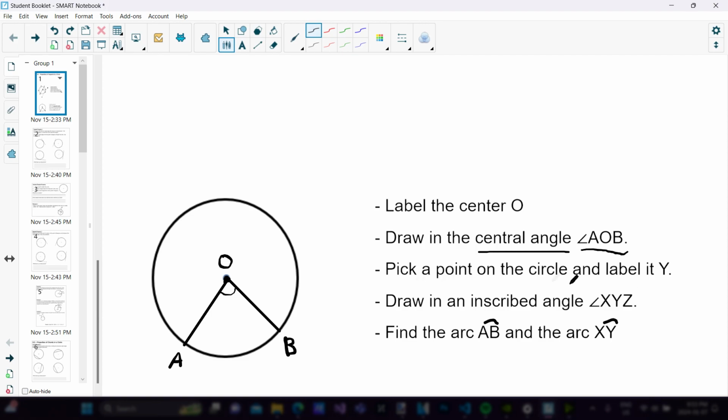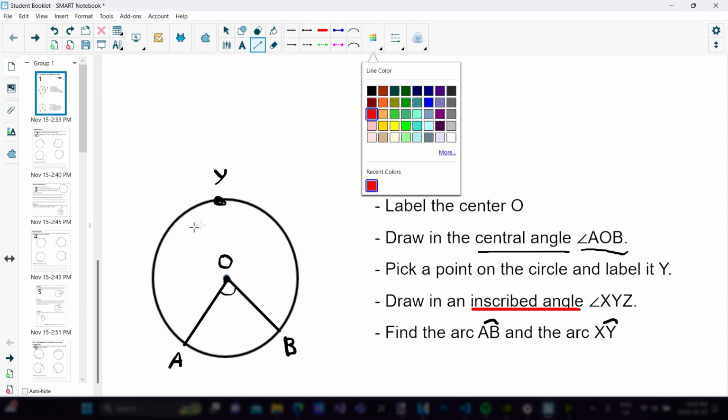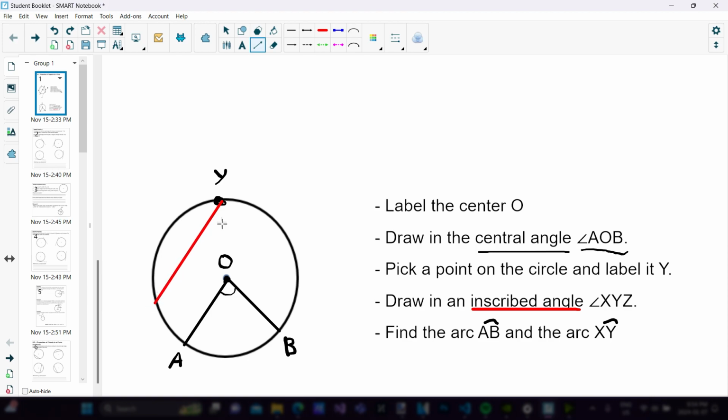Alright, pick a point on the circle and label it Y. Nothing up here, let's put a point right there and let's name it Y. Draw an inscribed angle. So a central angle is at the center of the circle. An inscribed angle is any angle inside the circle. So what you can do is draw this inscribed angle like this.